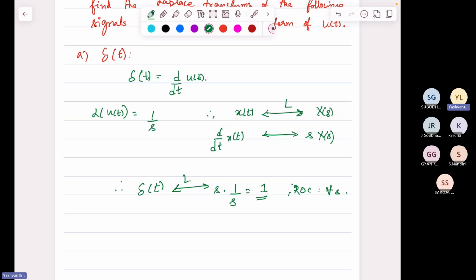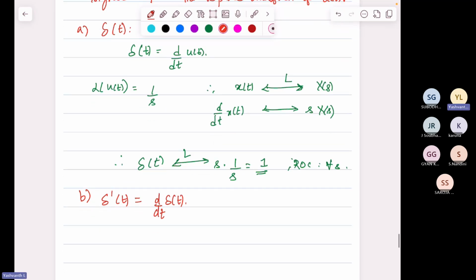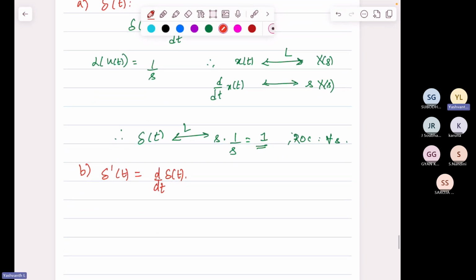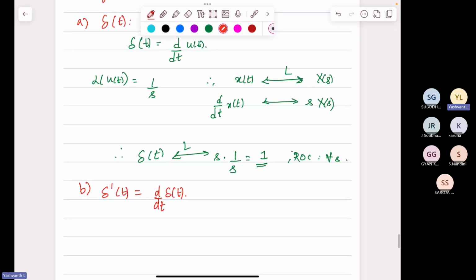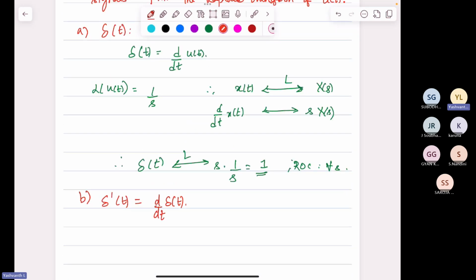Now the second question is delta dash of t. That is the differentiation of delta(t). The differentiation of delta(t) is not something physically a useful quantity, but mathematically it is still a well-defined function. So tell me, can anyone tell me now what is the answer? How do I find the Laplace transform of delta dash of t?